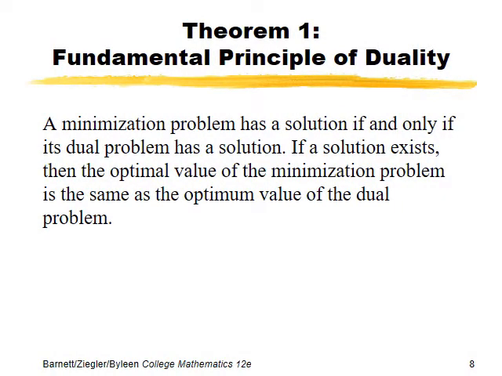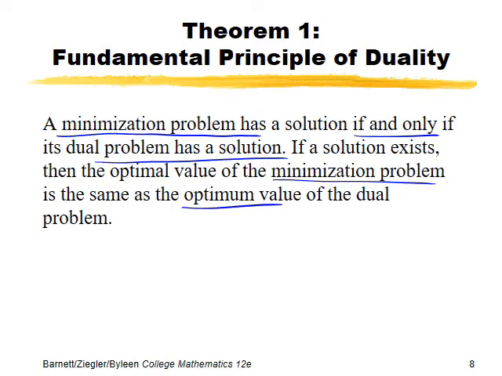This is the fundamental principle of duality. You can call it Theorem 1. A minimization problem has a solution if and only if its dual problem has a solution, like we have converted it into a maximization problem. If a solution exists, then the optimal value of the minimization problem is the same as the optimal value of the dual problem.